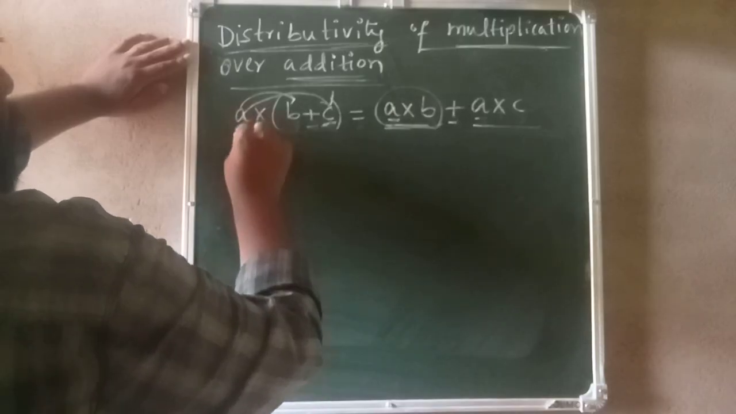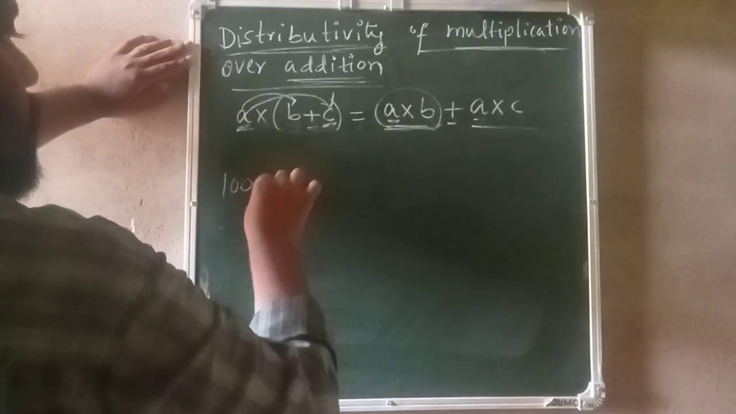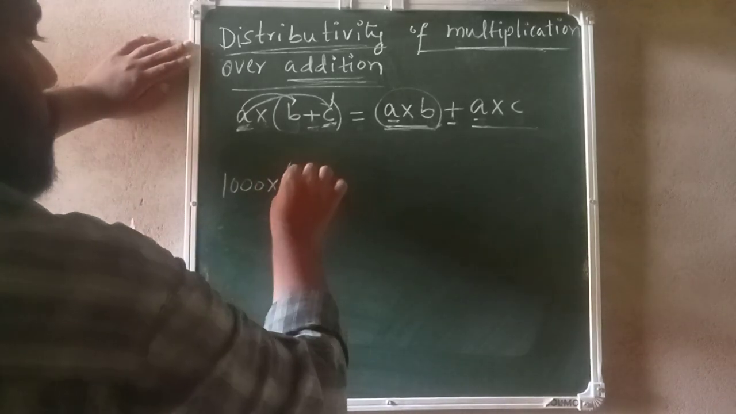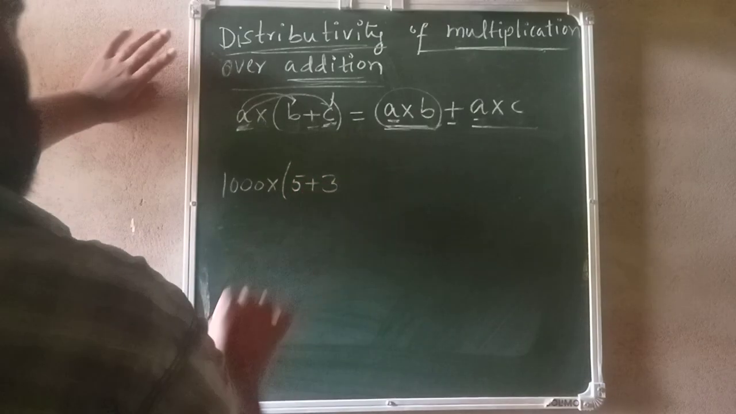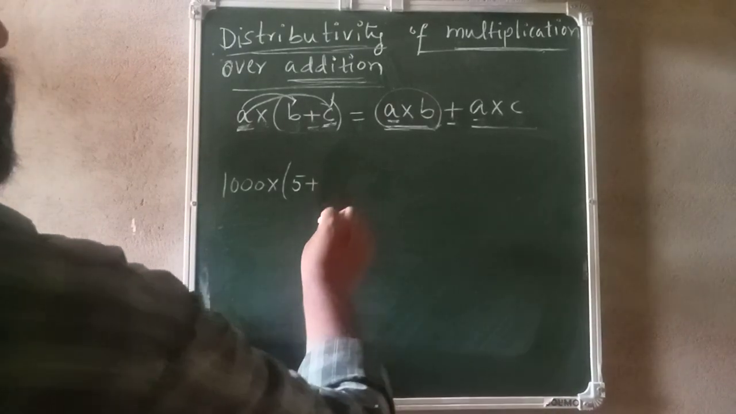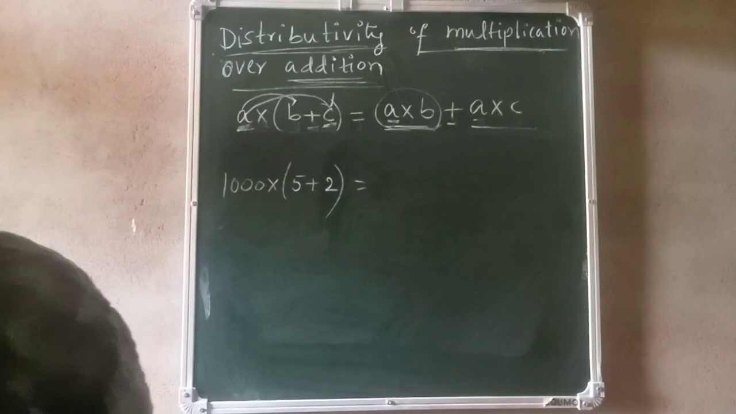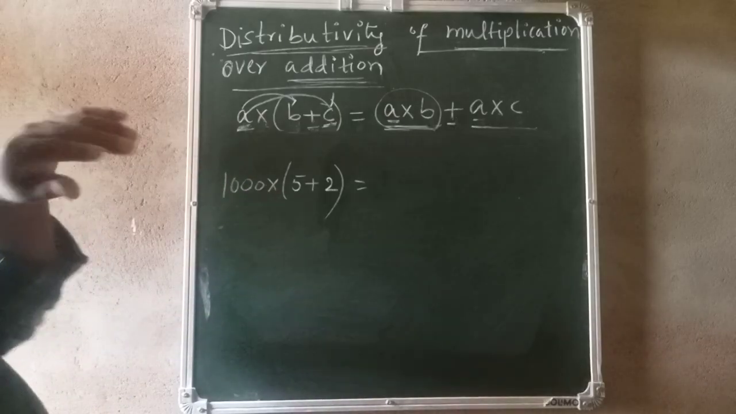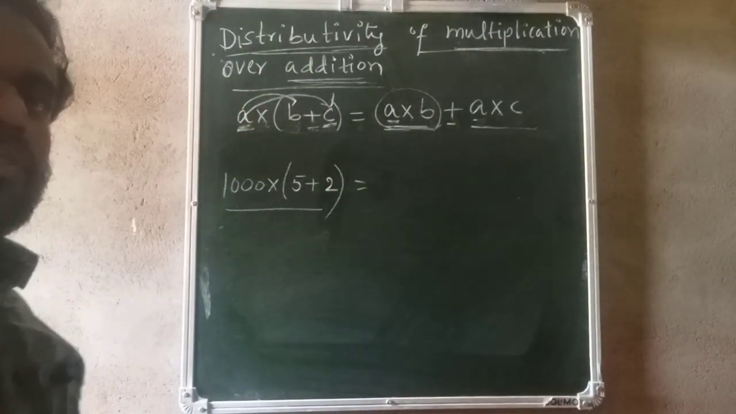In place of A, I will take no. Other example, 1000 into pi plus 3. No, pi plus 2 I will take. So this is the given expression.